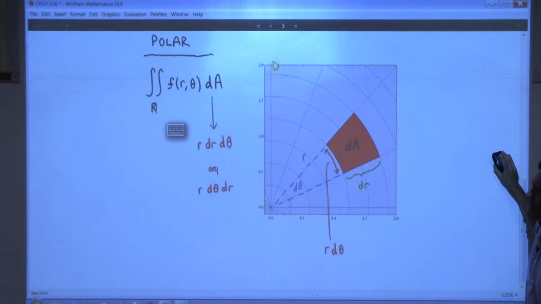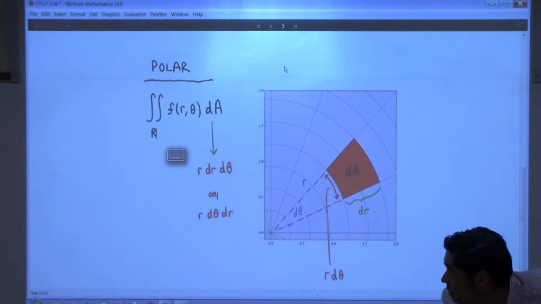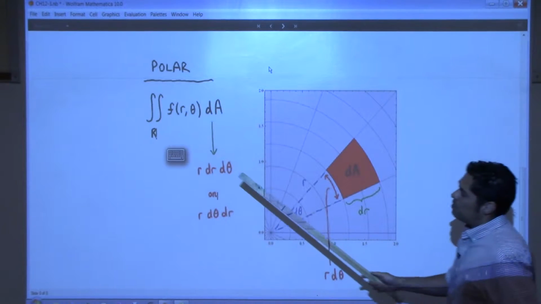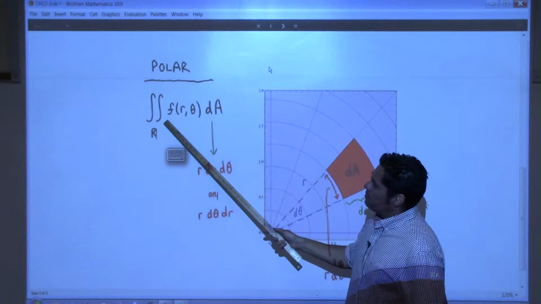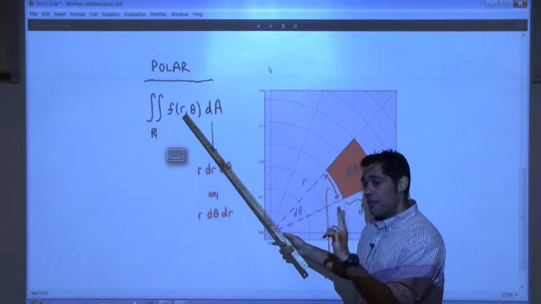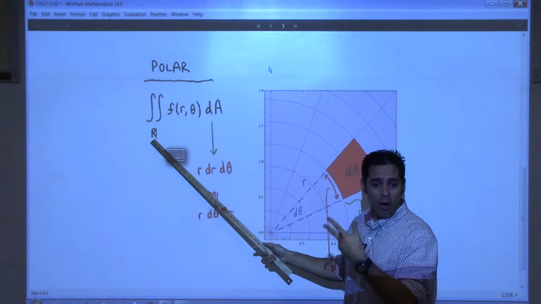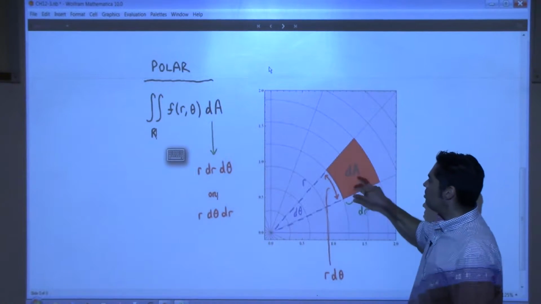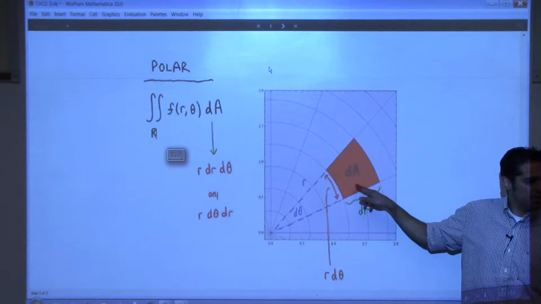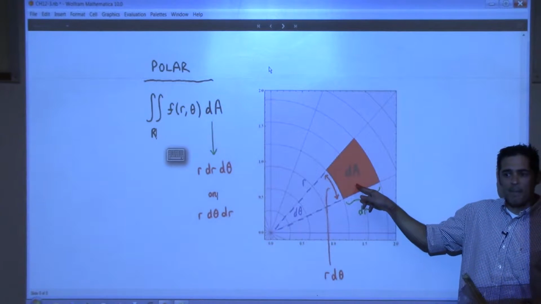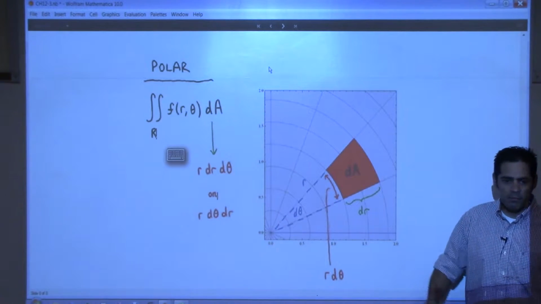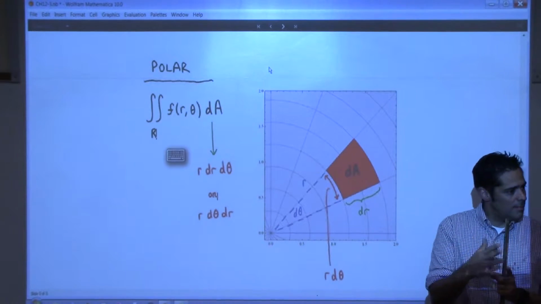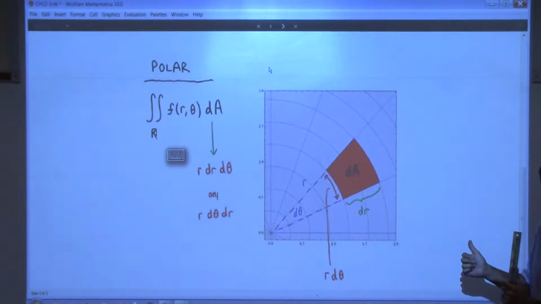So take a look at this. This is kind of a complicated picture. If we want to do a double integral of some function of r and theta instead of x and y over some region R with respect to area, then we need to know what the area of that red piece is. It's not as simple as the area of a rectangle back in Cartesian. It's not just length times width. Yes? Okay, so let's try and figure out what this would be.